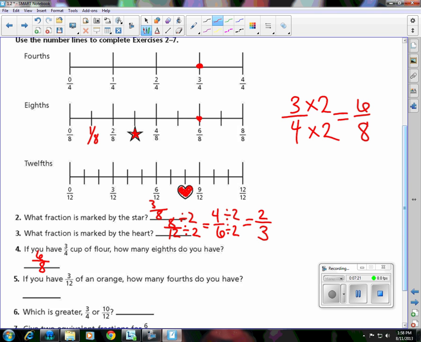If you have 3/12, so that's right here, put a new dot of an orange, how many 4ths do you have? Well, look straight up, and it's 1/4. Okay? Again, I can prove that. Oops, sorry, my bad, not 3/4, let me erase, 3/12, and I want to get it to 4ths. Well, how do I get 12ths to 4ths, right? To get 12 to 4, divide by 3, divide by 3, 1/4, okay?